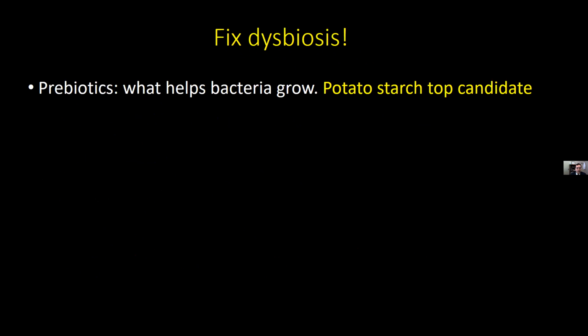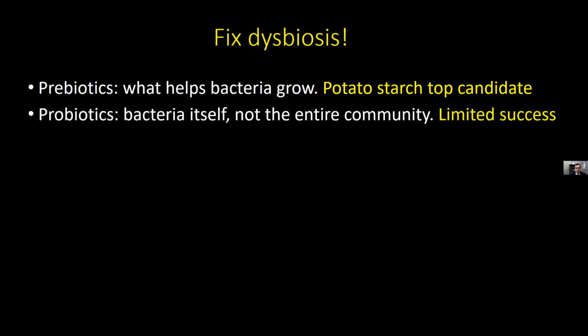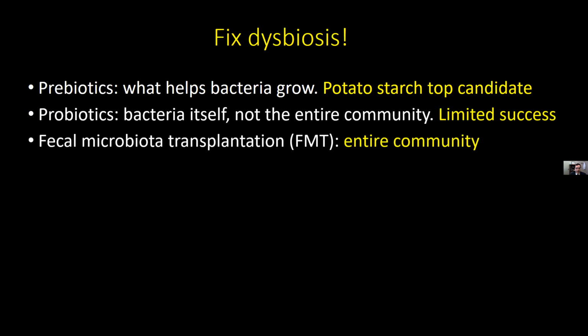So one could use prebiotics, for example, dietary fiber, things that help beneficial bacteria grow. And potato starch is the top candidate based on a successful, recently published clinical trial. One could use probiotics, giving select bacteria to the host, hoping that it will survive in a new community, and somehow adjust or fix that community, or at least survive and grow there and offer the host some benefits. Limited success in at least our patients.